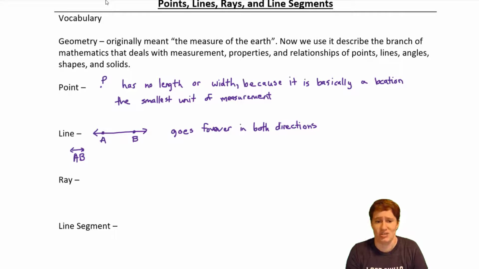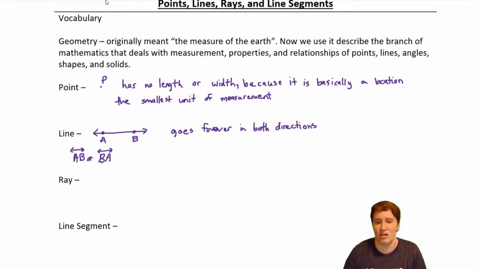All we need to do here is be like, okay, it's line AB, so I'm going to put a line over AB. You actually can name it BA as well. These are both talking about the same line. It doesn't actually matter which order we put it in, since it goes on forever in both directions.